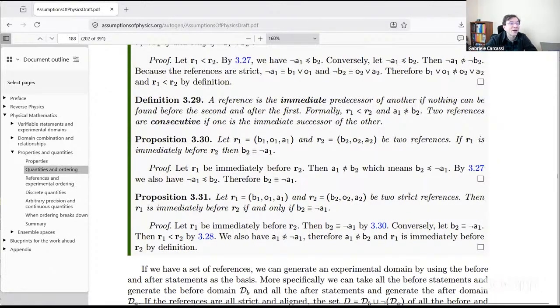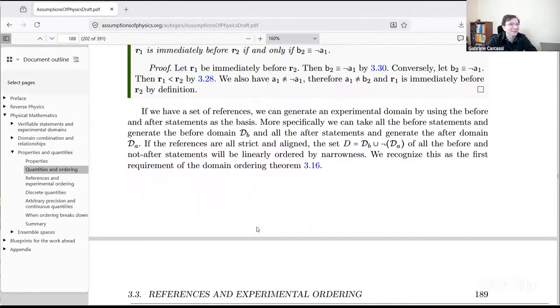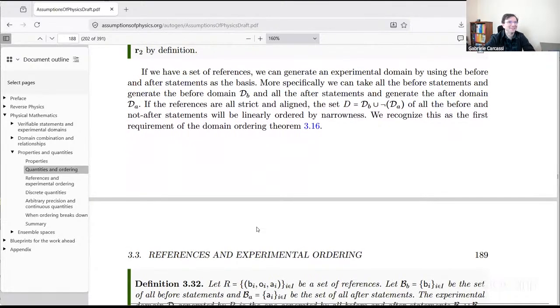If the references are not strict, for example, then these intuitions fall apart. I just want to know what the goal is. The goal is to find that those are open and closed sets. Yes, yes.